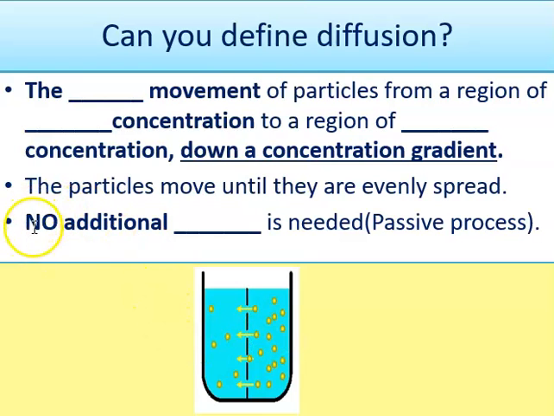And the last bullet point there is that no additional energy is needed. This is what we call a passive process. Please make sure you have written that definition down. The main thing to remember though is from high concentration to low concentration. Okay, right, moving on then.